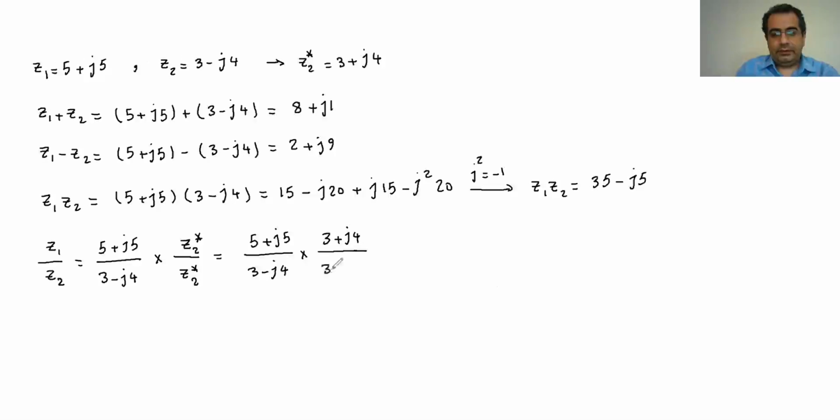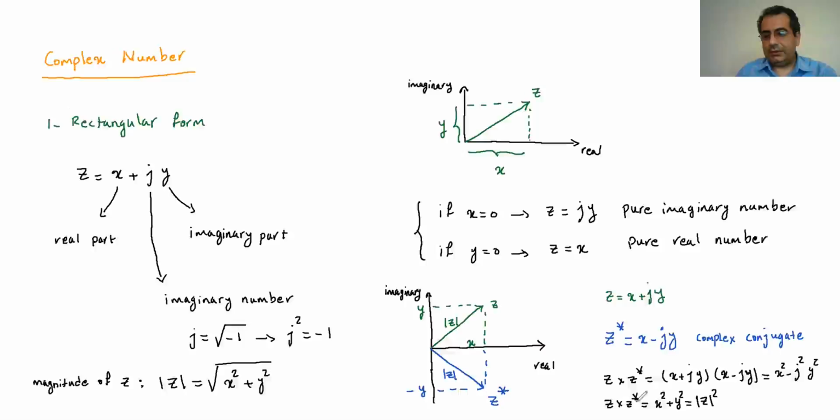And then we have the 3 plus j4. Why do we do that? Because now look, when I multiply this one and this one, it's going to be z times z star, and look here, z times z star is going to be a real value. It's not going to be a complex number anymore, so it becomes a real value.